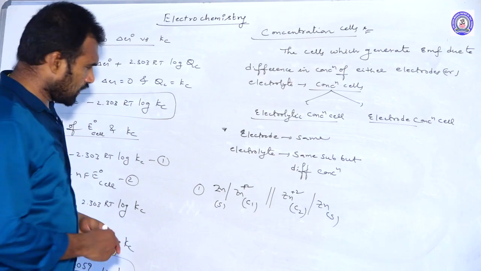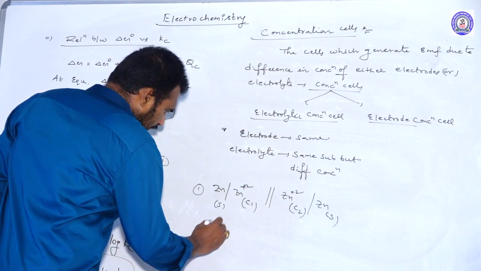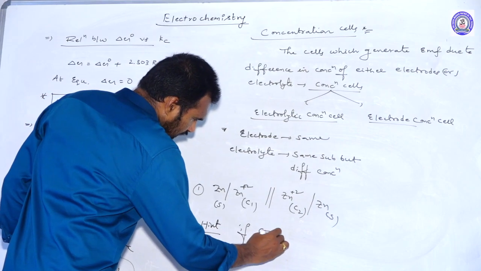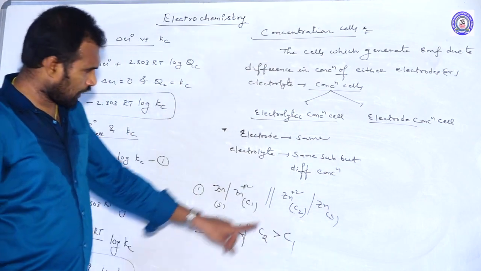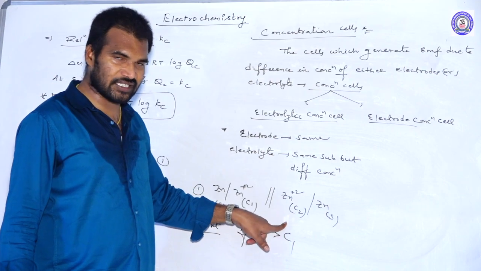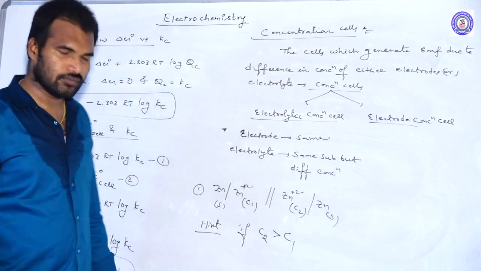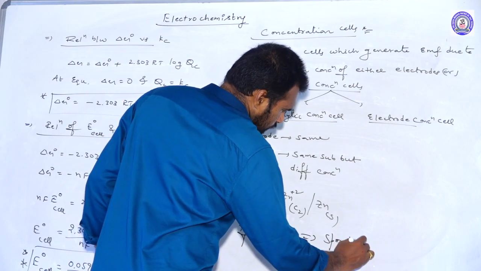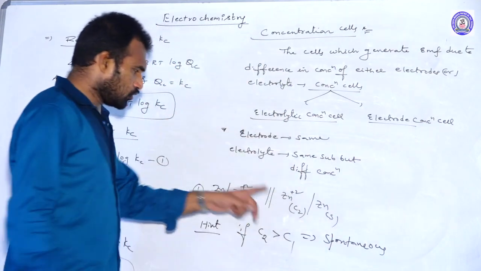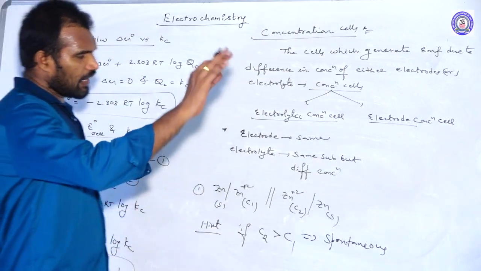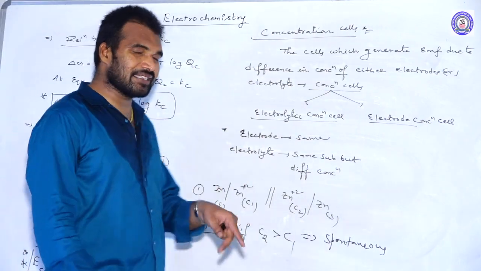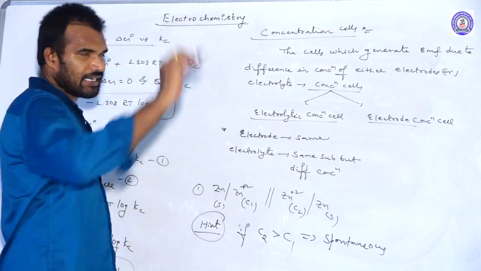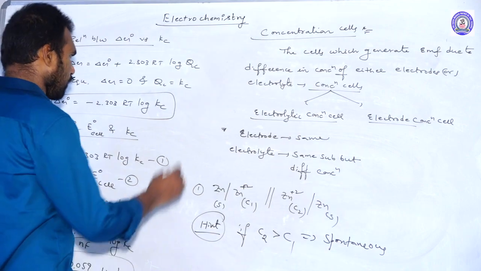So what is the simple hint? If C2 is greater than C1, that is, the concentration of the reduction half cell is greater than C1, then no doubt the reaction is spontaneous. If C2 is lesser than C1, then it is non-spontaneous. By using this hint, you can directly say whether it is spontaneous or not.